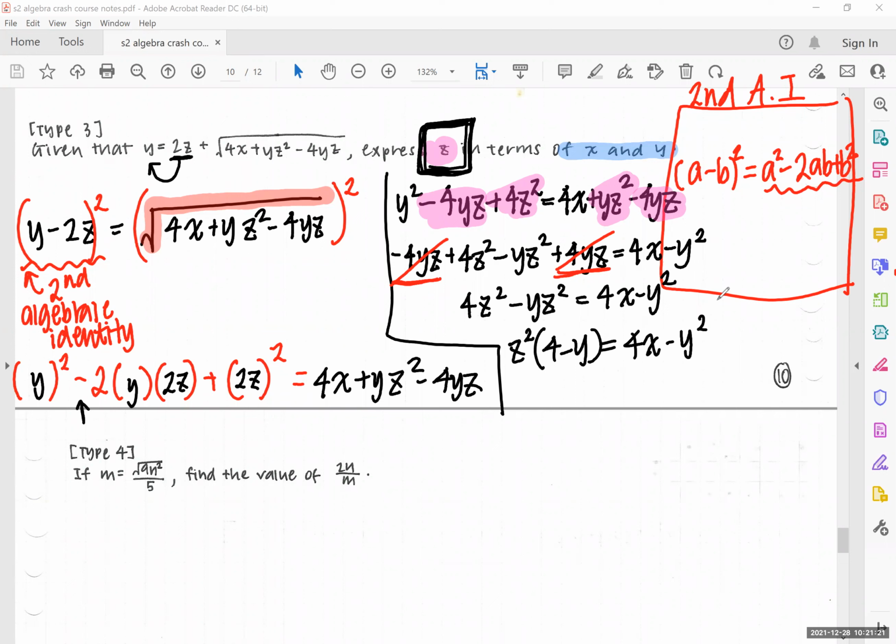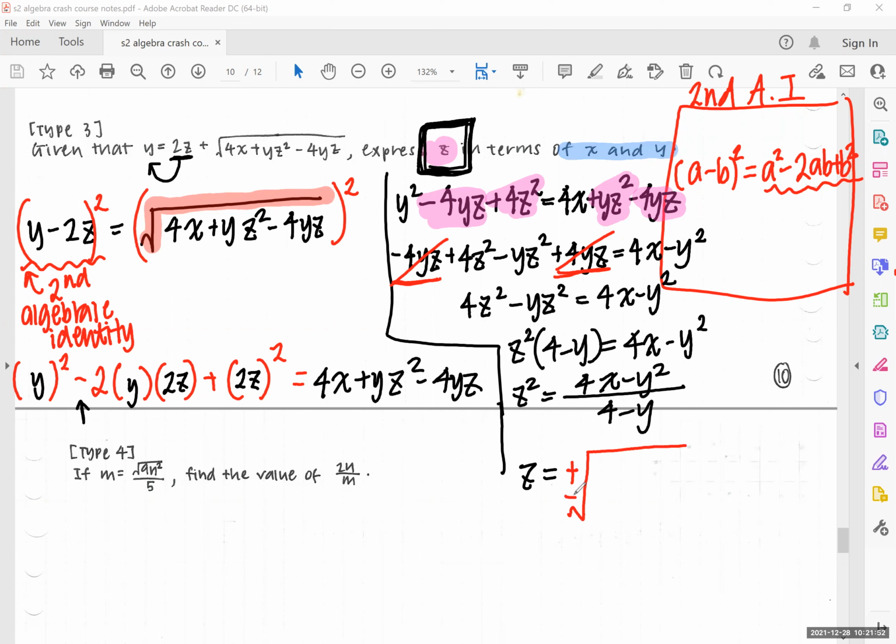Okay, so next, I cannot square root yet because I need to get rid of this 4 minus y. So throw it over. Throw it over means it will become a divide. Why divide? Because it's a z squared times a 4 minus y. Now, can you see? I still do not have a z. So what do we learn just now? How do you go from a z squared to a z? And what do we learn about when you square root?